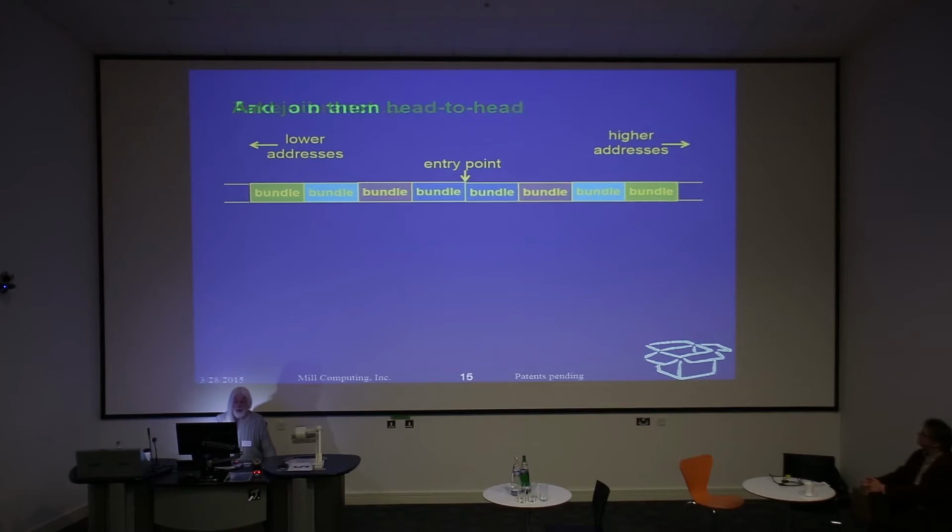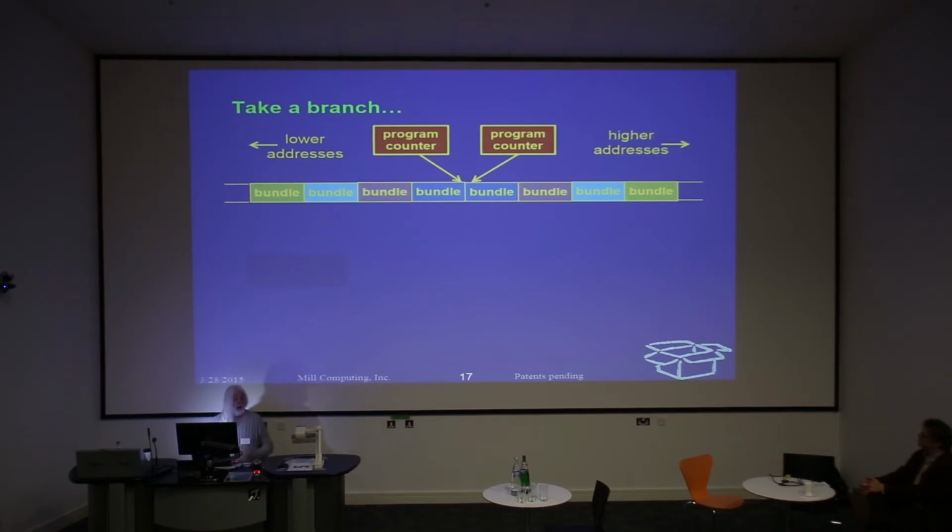Now, when I want to do a branch, the effective address is there. It's going to the heads of the 2 half EBBs. And guess what? The 2 heads are at the same address. So I only need 1 offset in my branch operation. Now, as I execute, we start after the branch, both program counters pointing to that entry point.